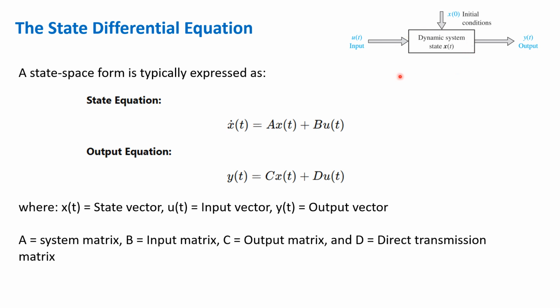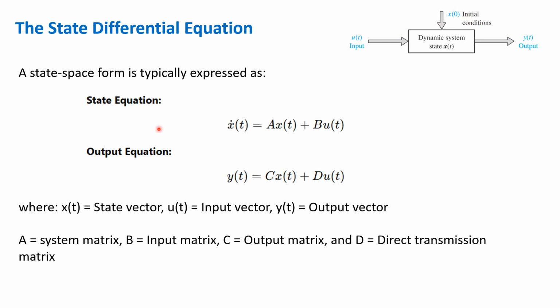So the top picture is a representation of the system. Inside the box we have some dynamic system state x of t, and x could be in general a vector. Coming into that system we have an input represented by u of t, and that system acts on the input and produces an output y of t. X of 0 is our initial conditions, and typically we're going to let those be 0.